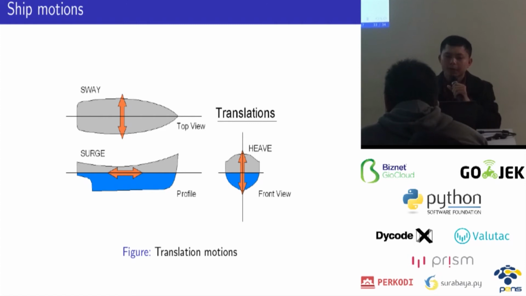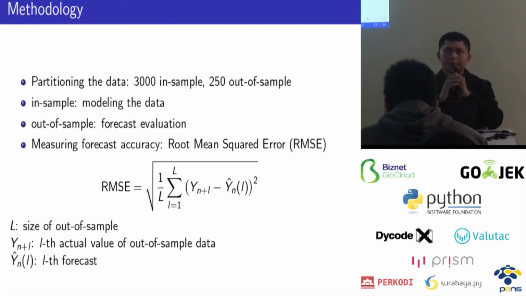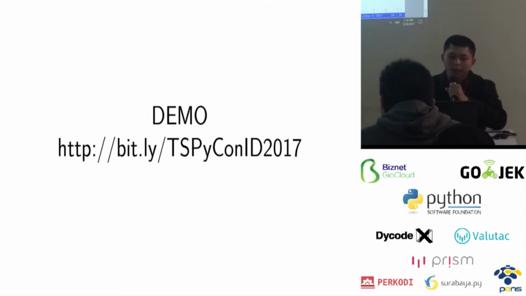So the methodology in time series, like other machine learning tasks such as classification and regression, is that we split the data into training and testing, or what I say here is in-sample and out-of-sample. We train the model using the in-sample data, then predict and evaluate with the out-of-sample data. For prediction accuracy we use root mean square error, so we are going to find the model that has the minimum root mean square error.